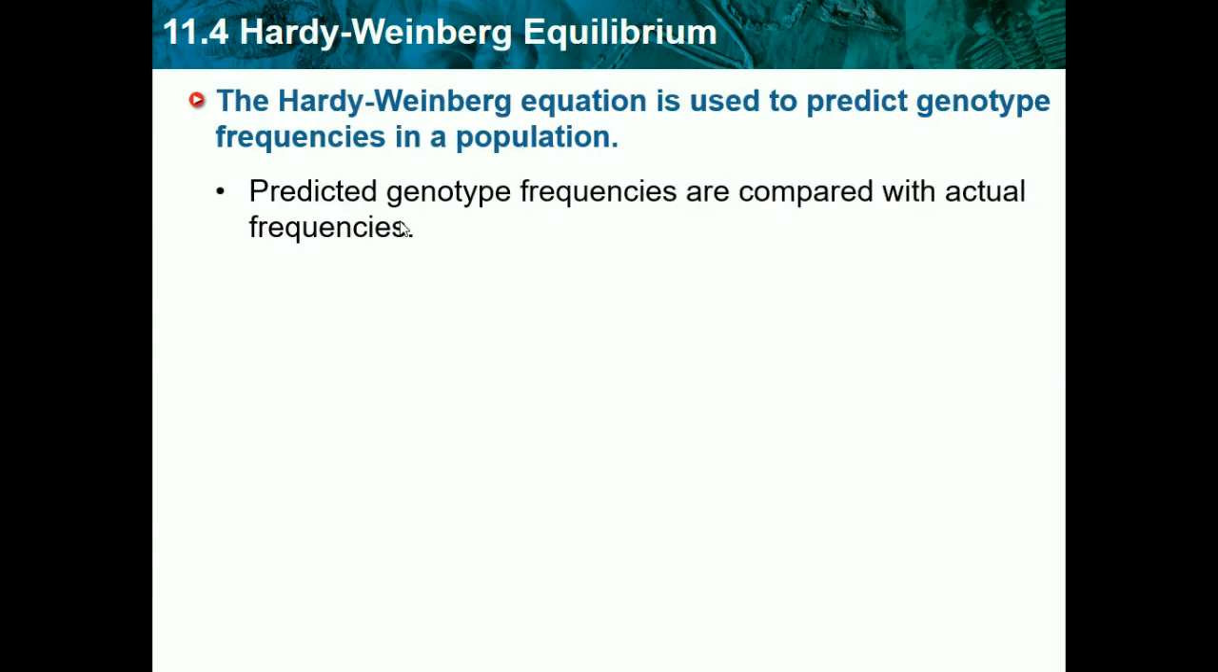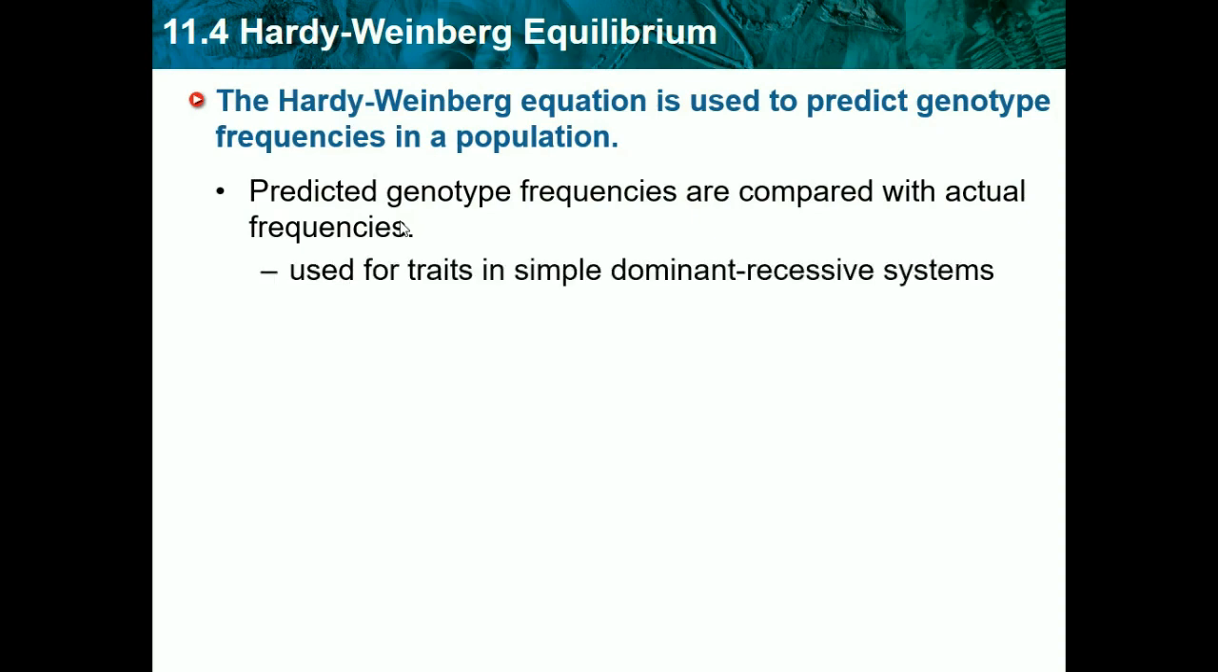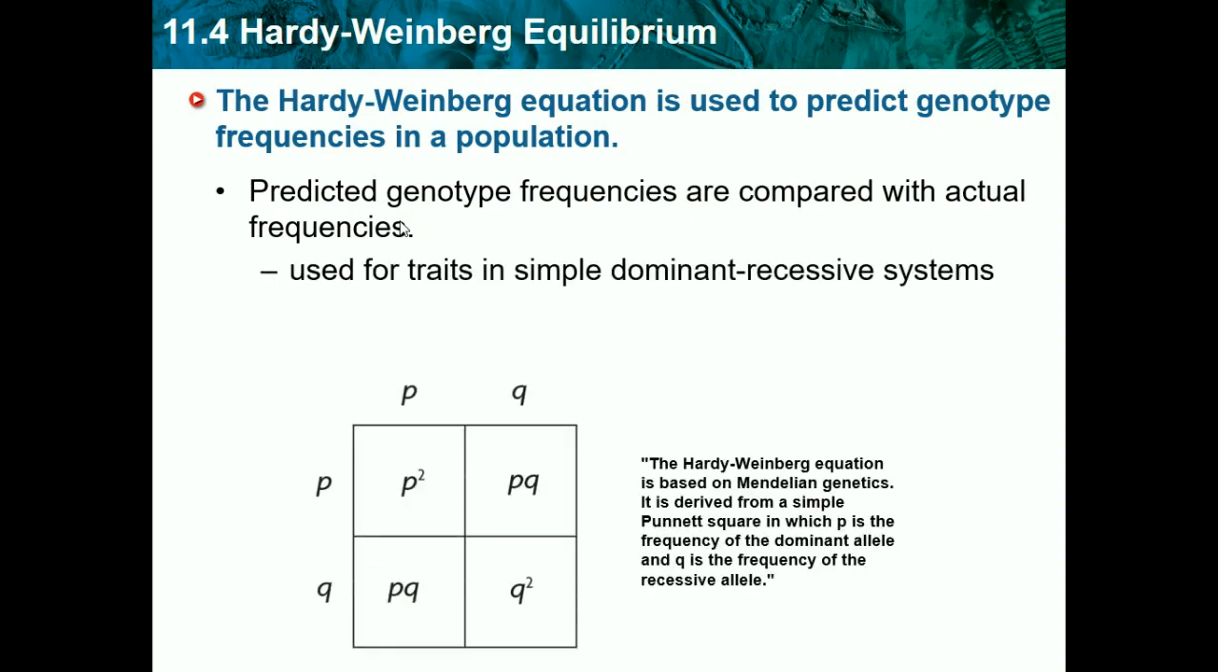The Hardy-Weinberg equation is used to predict genotype frequencies in a population. Predicted genotype frequencies are compared with actual frequencies. So yet again, we're using the model and what we predicted and comparing it to actual life to see if we were right. It is used for traits in simple dominant-recessive systems. This is just an image showing how the Punnett square is used, and they use the same type of math in the Hardy-Weinberg equation.